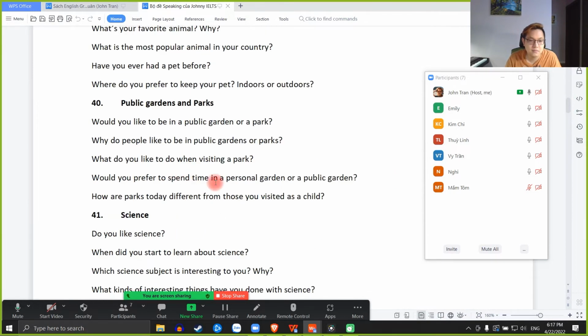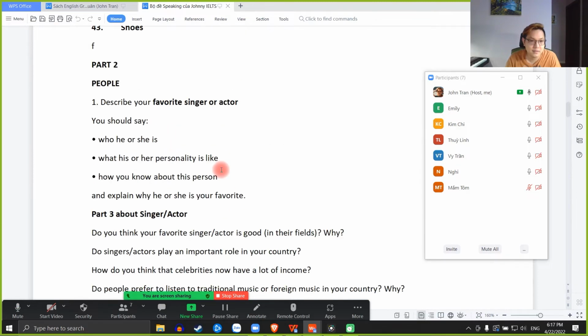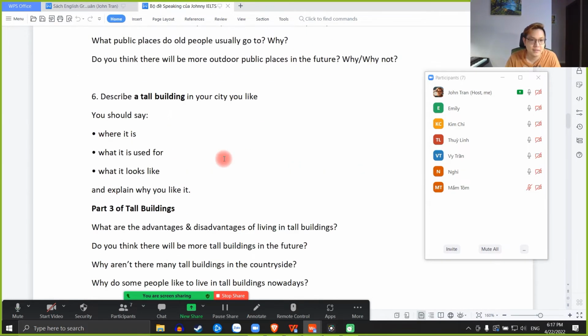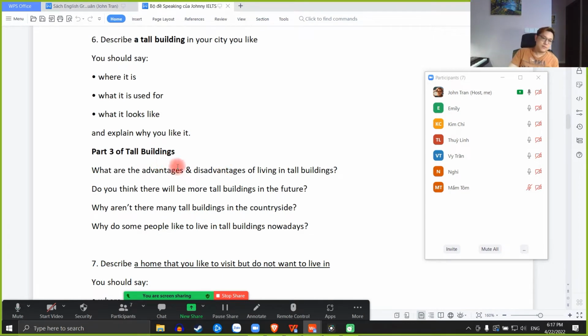What topic was that? Tall building is like, I don't remember, number 6, right? Okay, there you go. So, do you think there will be more tall buildings in the future? You can say, okay, there are people who think that there will be more tall buildings in the future, but there would be some people who think otherwise.